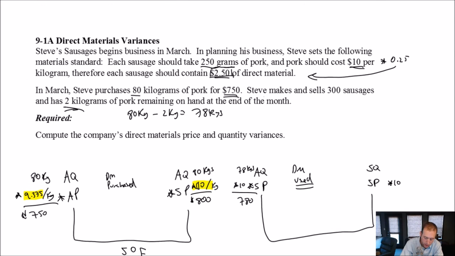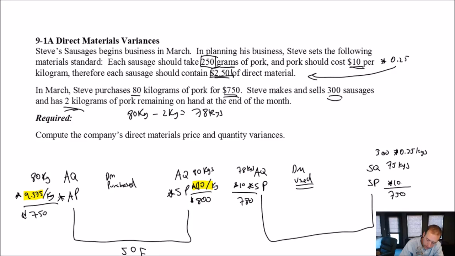So Steve made 300 sausages. That's the actual level of output. That's the actual number of units produced. 300 sausages. How many kilograms ought he have used? Well, we know sausages are supposed to take 250 grams of pork, or 0.25 kilograms of pork. To make 300 sausages, 300 times 0.25 is 75 kilograms. To make those sausages, Steve should have used 75 kilograms. 75 times 10 is 750.